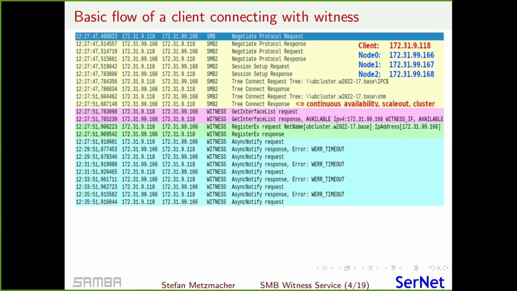And with that, the node with the 166 monitors that IP address 168. And then the client issues the async notify request, and that gets a timeout every 120 seconds in order to detect failures early. So this is the normal case, no problem at all, and that goes on for hours and hours.